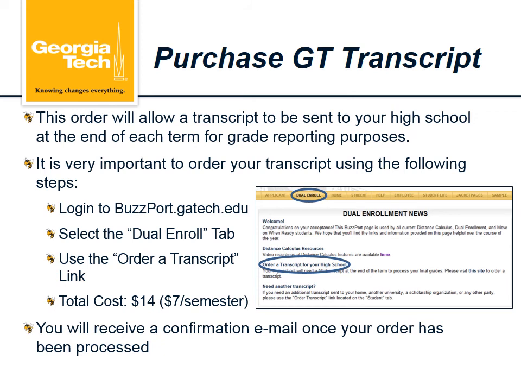Once your order has been processed, we will email you a receipt. Your transcript will be automatically sent to your high school counselor at the end of the term. If you need a Georgia Tech transcript for any other purpose, like another college or scholarship organization's application, you can follow the instructions located on the Dual Enroll tab.